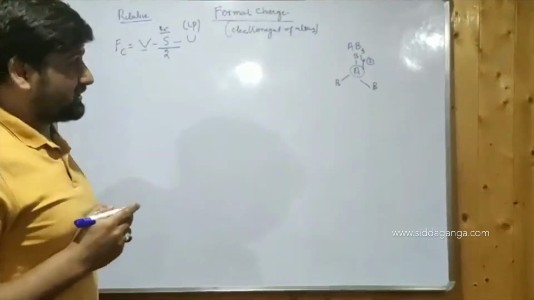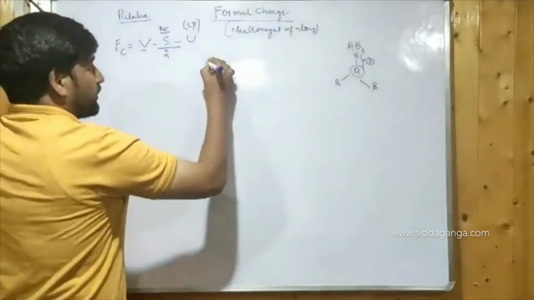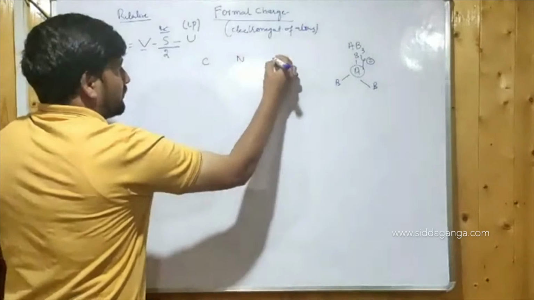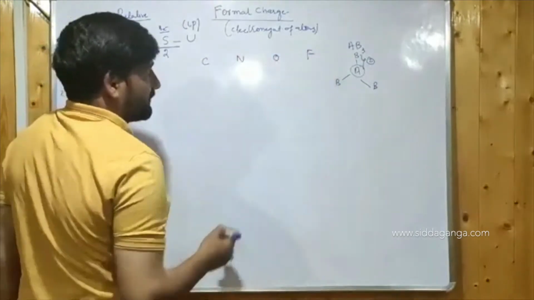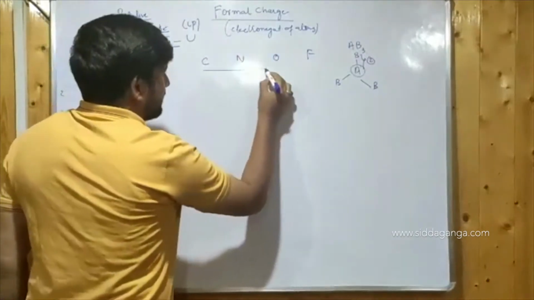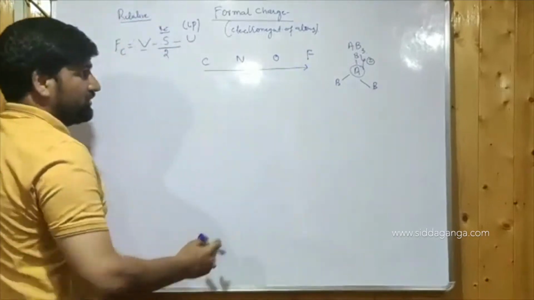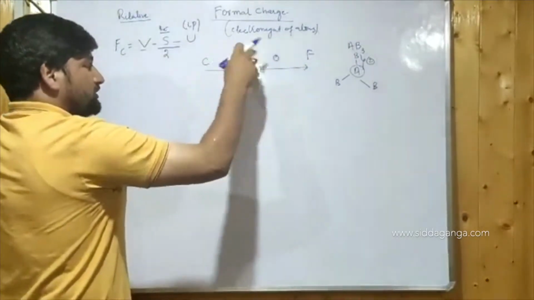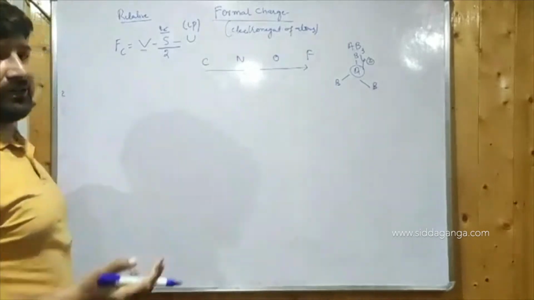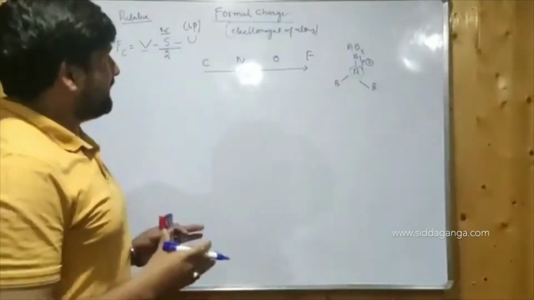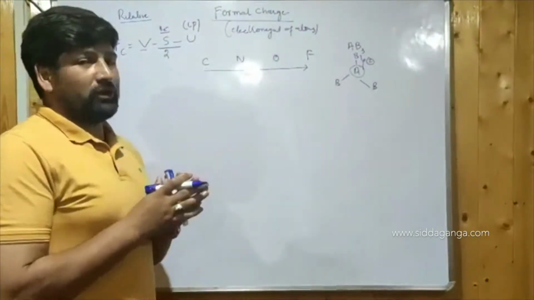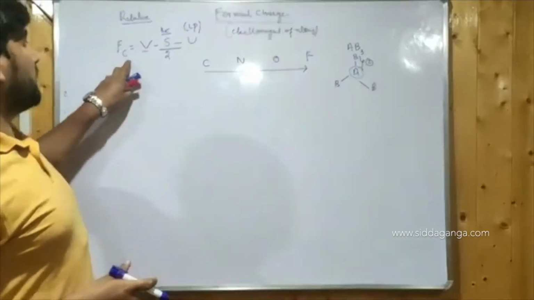We will move in the atoms like we got carbon, nitrogen, oxygen, and fluorine. So when you move from left to right, electronegativity is increasing, correct or not? So if these atoms are making bonds with some metal atom or some central atom, we will have to see what is the formal charge on the central atom. We can use this formula to calculate it out.